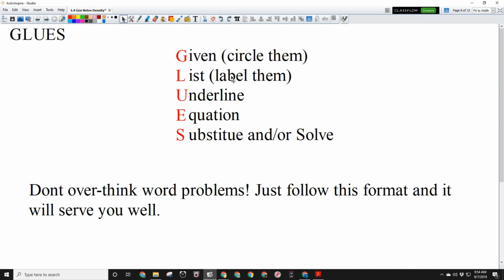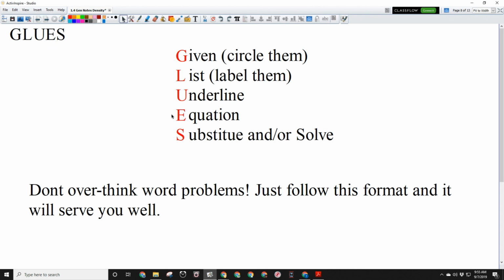L, list the givens out, list them under the problem, and then label them with units. What is mass? Mass is grams. So we're going to take mass and label it as grams. Then U, you underline what you're looking for. The problem will say find the density, or find the mass, or find something else. So you underline what you're looking for so you know what your final goal is.